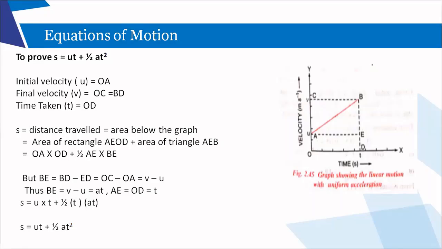Now there is distance S. So I will start with S. Distance is equal to the area below the graph. You all know distance is the area below the graph. Which is the graph? This red line is the graph. If you look at the area below the graph, I can see one triangle and one rectangle. Can you see? It has been divided as a triangle and a rectangle.